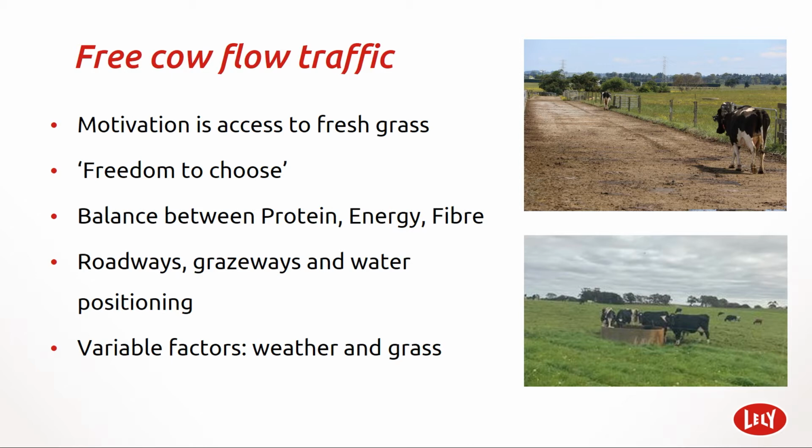Other factors such as the climate and the weather, grass quality, variety, and palatability all play a role within the cow movement. So the key benefits of the free cow traffic principle: it's all about the cow and improved animal well-being. There's less pressure on the cow, so there's less lameness. There's less stress for the lower ranked cows, which means happier, healthier cows which produce more milk.